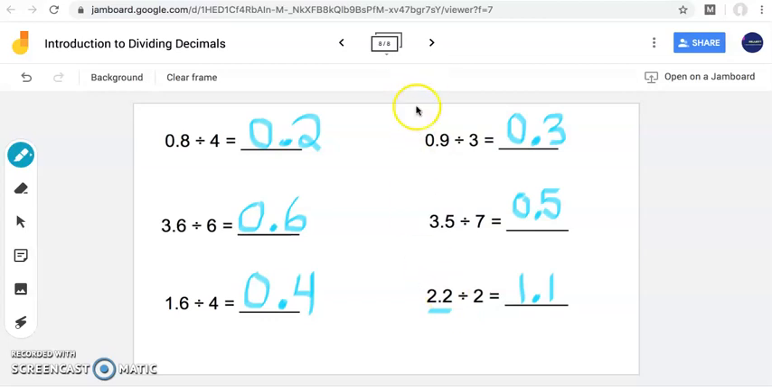This is brand new information, but I do believe that with practice, you will start to find that dividing decimals is very, very simple. Feel free to refer back to this video at any time to help you with today's assignments.